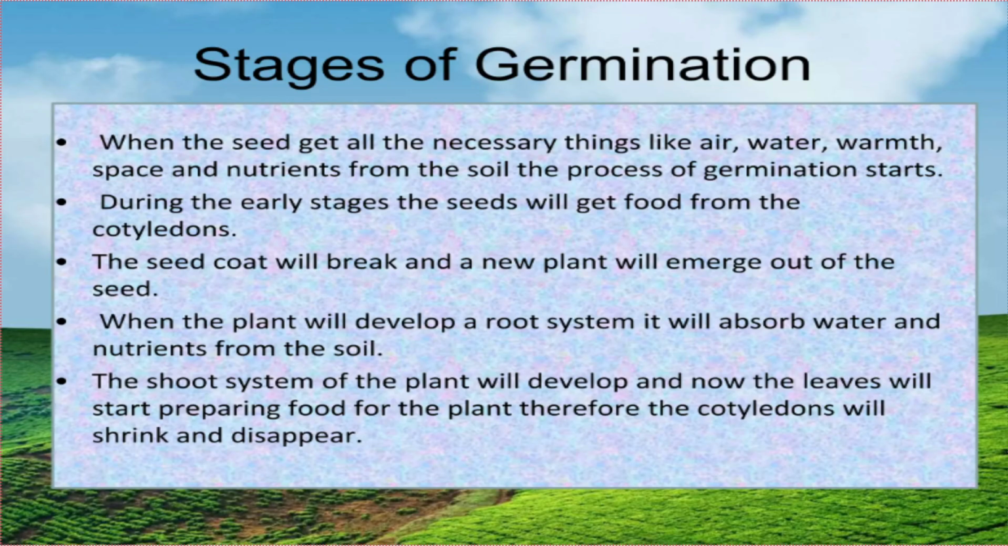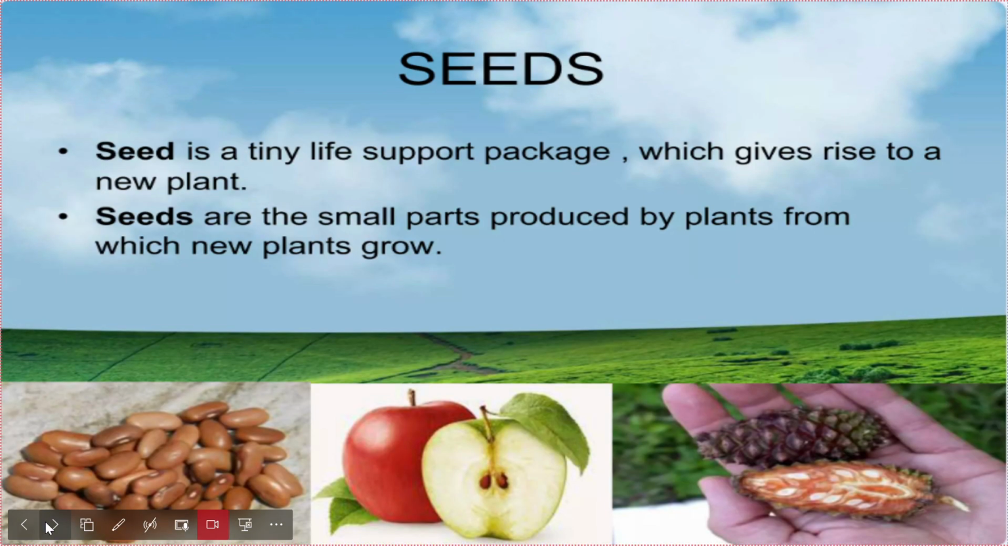The radicle grows down and the shoot system of the plant will develop, now the leaves will start preparing food for the plant. Therefore, the cotyledons will shrink and disappear. As the plant grows, the leaves will also start coming and there will be no need of cotyledons, so they will shrink and disappear. Now, does anyone know what the shoot system is called? Yes, it is called the plumule in the small baby plant stage.